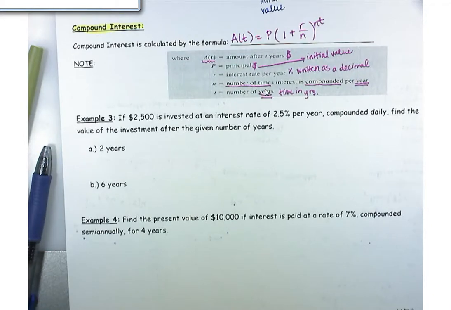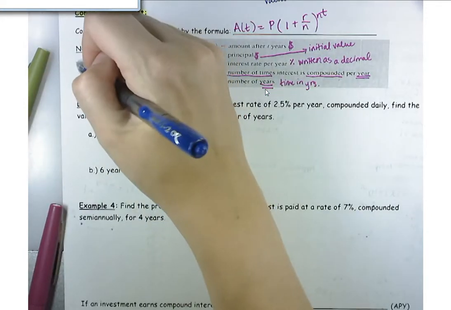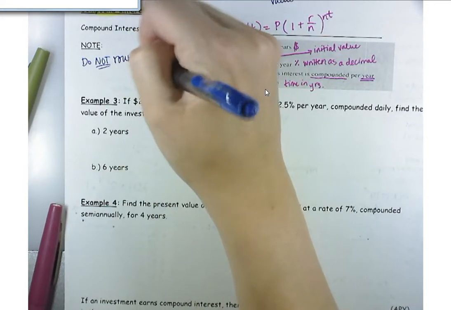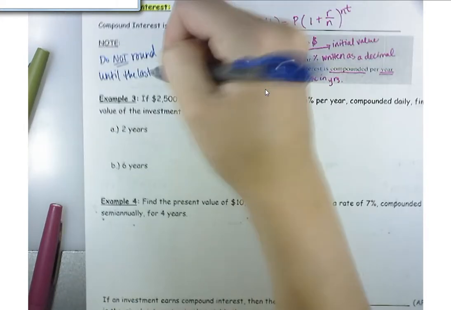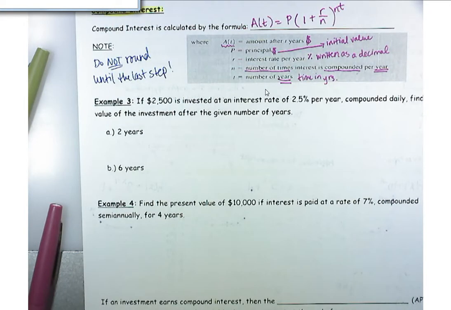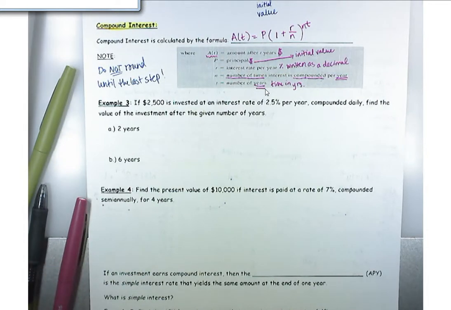And then I did leave a little spot there for a note. So do not round until the last step, okay, when you're doing these calculations. Do not round until the last step. Now, if we are dealing with money, we are always going to be rounding to what decimal place? The hundredths. Okay, so you should never just have the dollar sign and then 1 place after the decimal. It's always going to be 2 places after the decimal.